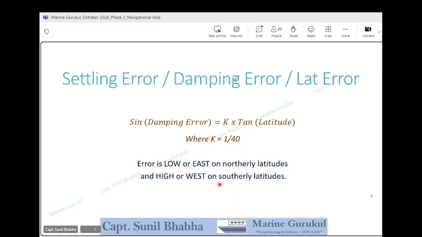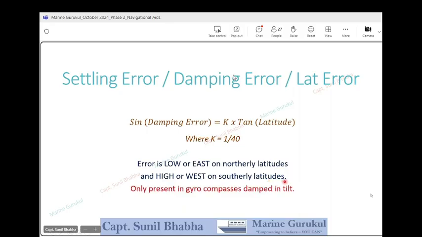And whenever the ship is in southerly latitudes, in the southern hemisphere, the error will be west, because the spin axis in that case settles west of the meridian. So westerly error is also known as high error. We are aware of the idiom: error west, compass west. You can represent it as westerly error or as high error. Both are interchangeable. So the error is low or east in northerly latitudes, and high or west in southerly latitudes.